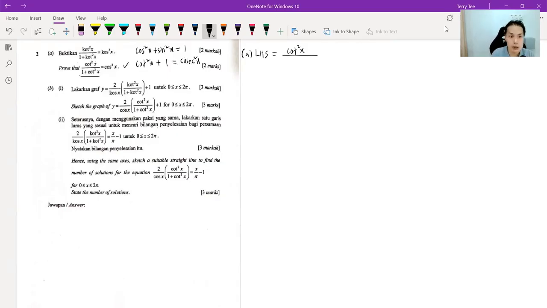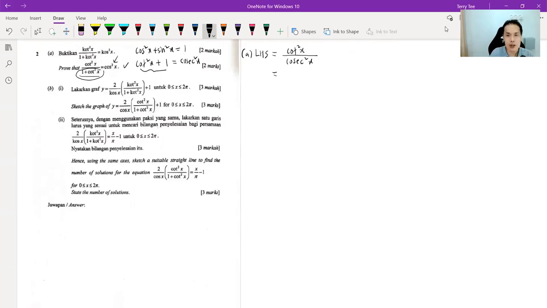So you can actually just refer to the list of formulas and substitute that. Substitute 1 plus cotangent square, or cotangent square plus 1, and replace it with cosecant square x. Okay, now look at the right hand side. What I need is cos square. I want to change to cos square.